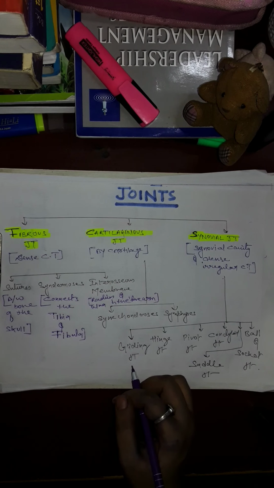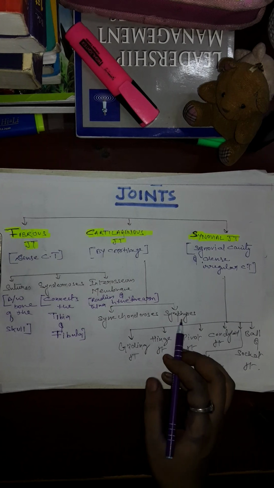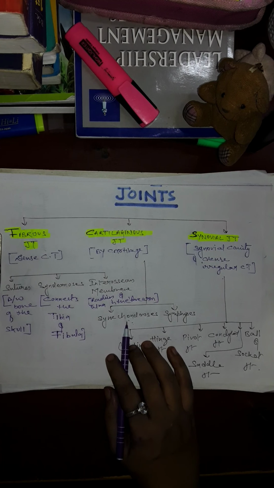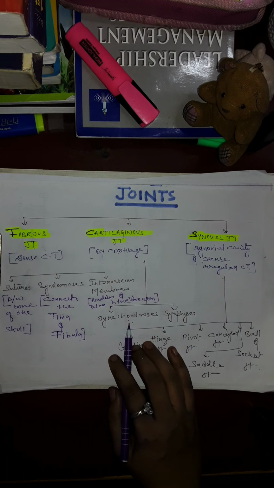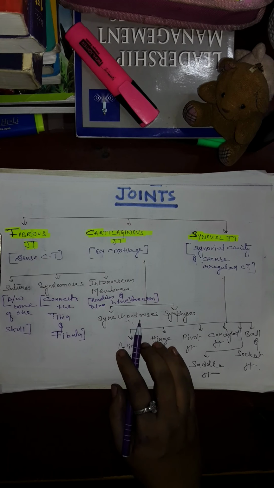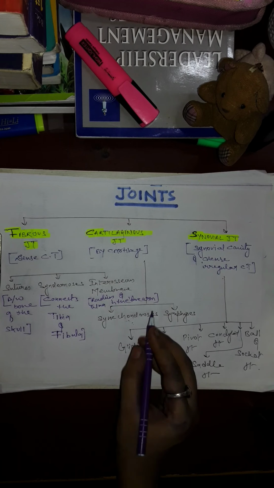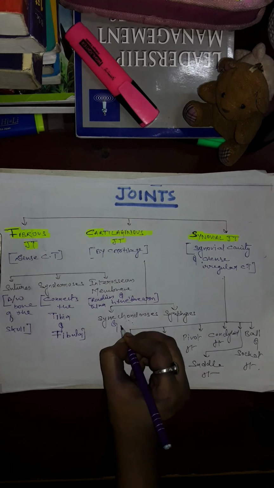So next we will see the types of cartilaginous joint. First of all, we will see the synchondrosis. It is a joint in which the connecting material is hyaline cartilage, and the synchondrosis is responsible for the growth of the bone. It is found in the bones in the form of epiphyseal plate, which is also called growth plate.